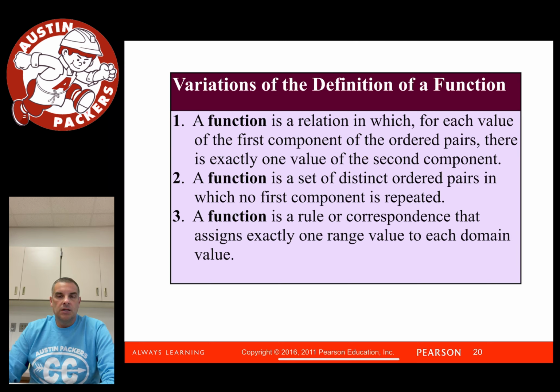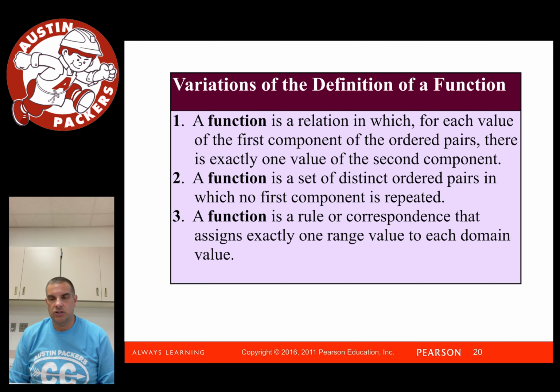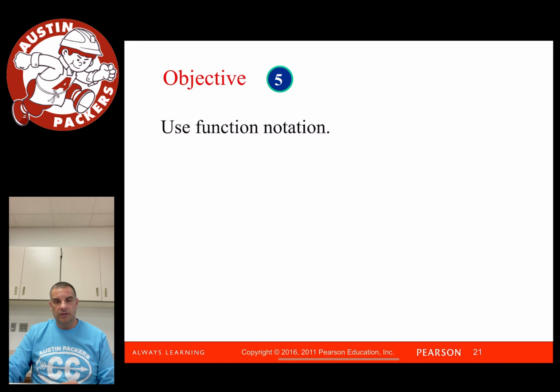Okay. So variations of a definition of a function. A function is a relation in which for each value of the first component of the ordered pair, there is exactly one second component. A function is a set of distinct ordered pairs in which no first component is repeated, and a function or a rule corresponds to or assigns exactly one range value to each domain value. So all of those essentially say that your x value can't repeat. If your x value repeats, it's not a function anymore. It's all of those things that they really say.